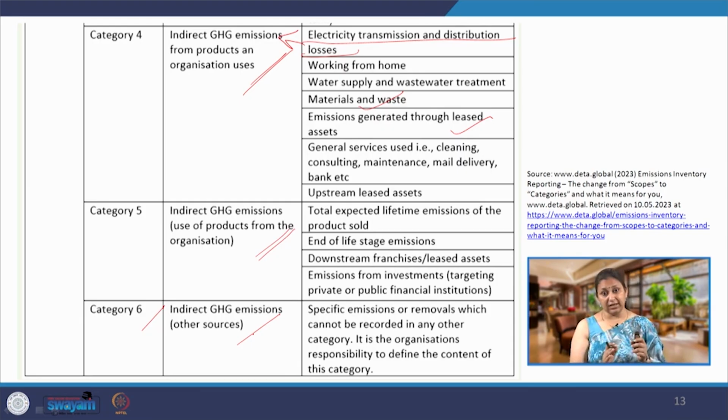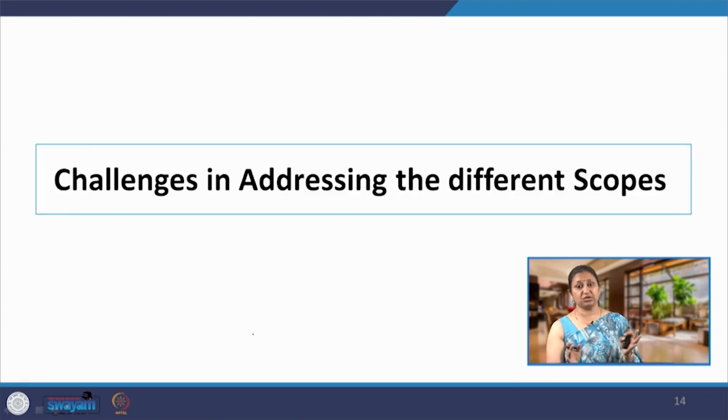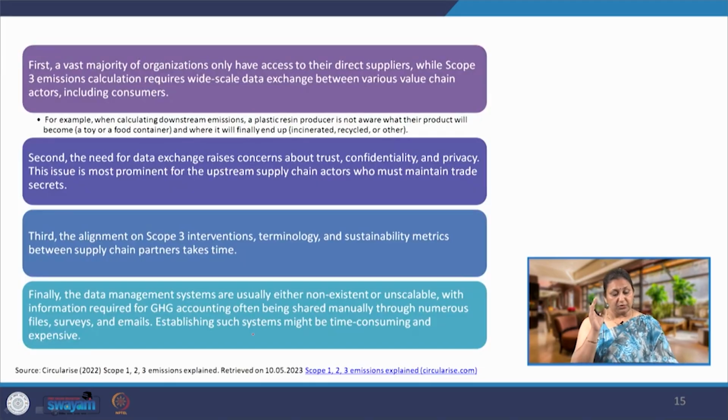So, this scope 3 has been further divided into categories for ease of understanding, and yet there are several forms of emissions, several sources of emissions, which cannot be covered in some of these categories, and that is why we made this category 6. Once we have understood this, by this time you would have already understood that there are so many challenges in understanding and addressing the different scopes. Now, scope 1 and scope 2 comparatively are direct and can be easily addressed because there is clarity of what goes where.